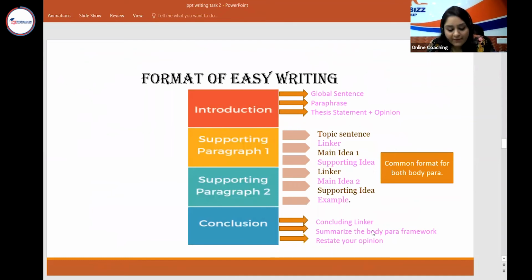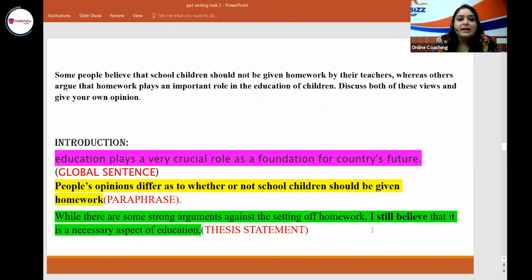Summarizing the body para framework means whatever you have written in your body paragraph 1 and body paragraph 2, you have to summarize in 2-3 lines, and again restate your opinion. Opinion is necessary if it is demanded. So you have to rewrite your opinion. So opinion should be covered under 2 paragraphs, introduction and conclusion. Getting that? Coming to the next slide, I'll give you a sample essay.